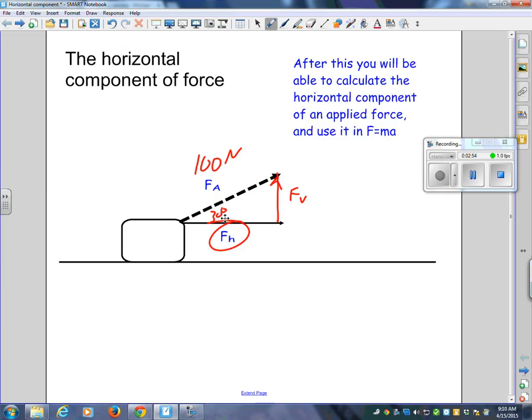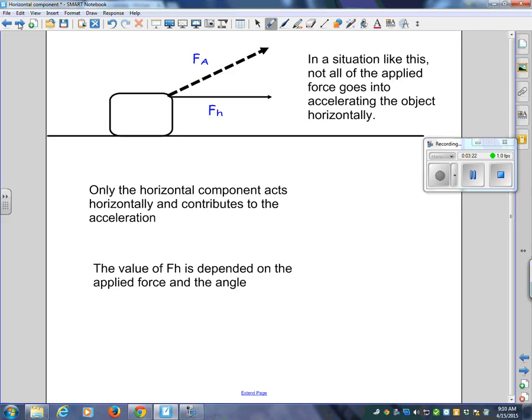And what would you say about the angle? If it's a really big angle, then the FH is going to be smaller. So the bigger the angle, the smaller the FH, right? If the angle is 0, then the FH would be equal to the FA. It'd be the same, right? So really, this is just a subset of this.